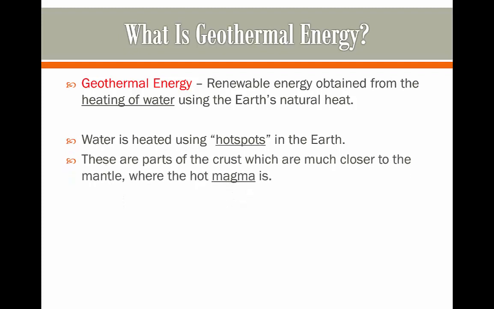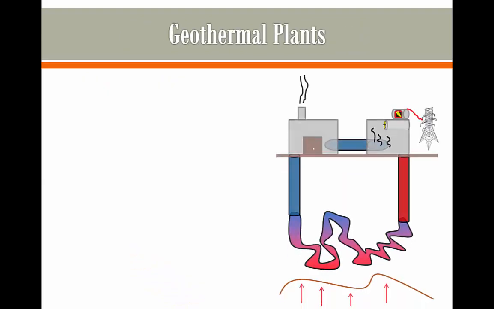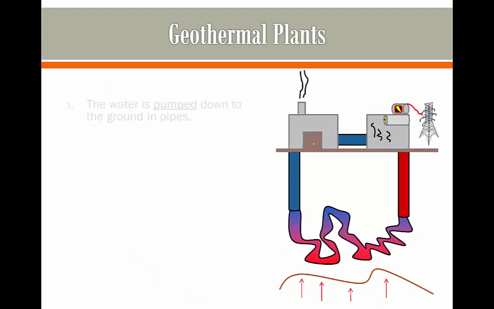These are the parts of the crust which are much closer to the mantle where the hot magma is, so as a result it's going to be heating up the water which we can get down there at a faster rate. The hot water is heated to steam, which is going to turn a turbine, and we can see this in geothermal plants. This is what a geothermal plant looks like.